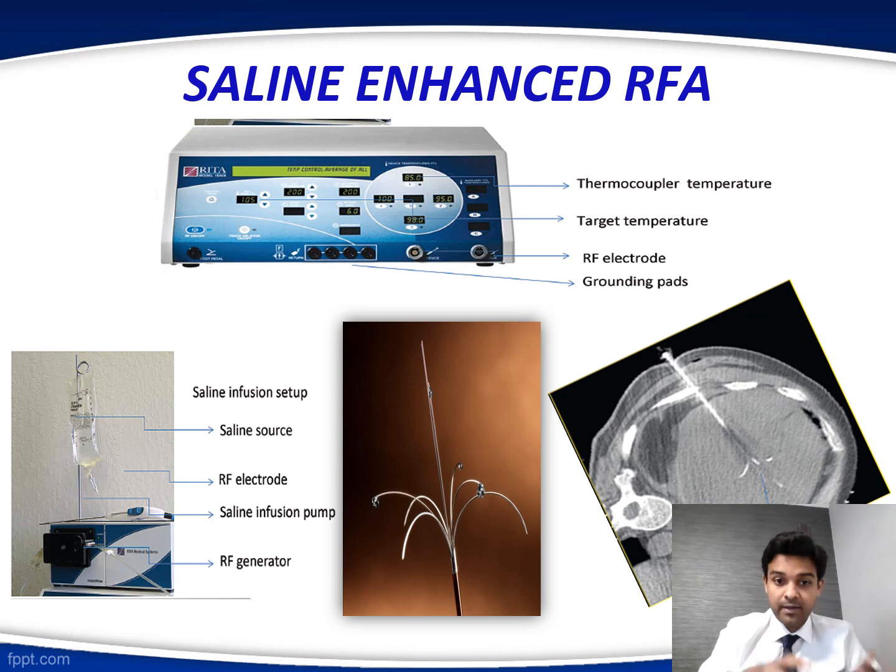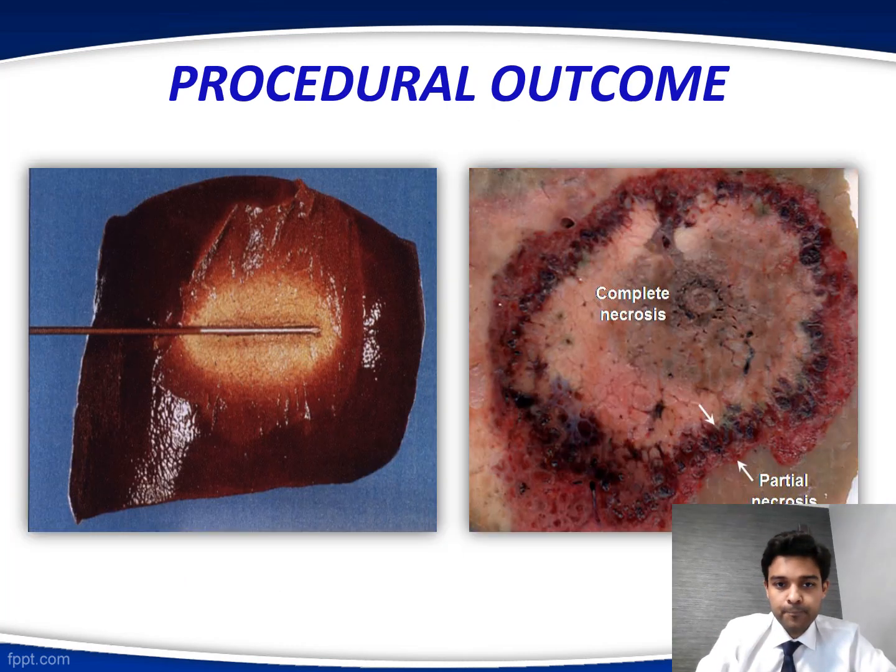So with a constant saline infusion, what you maintain is moisture at the tip of the electrode. These microbubbles will form, and they will move to the peripheries. But with the saline infusion, what we guarantee is a constant supply of moisture at the tip of the electrode. So there is increased electrical conductivity, hence there is a constant generation of heat and a good ablation takes place. So this is how the procedural outcome takes place.